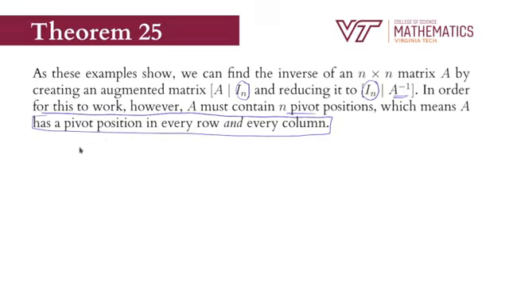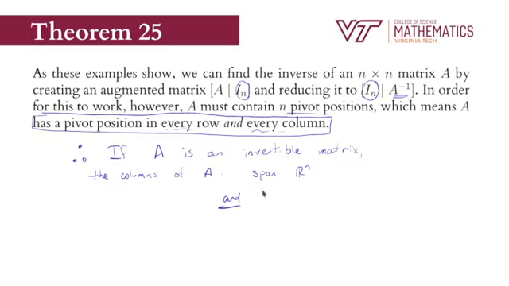Now, this tells us that if A is an invertible matrix, then the columns of A, because there's a pivot position in every row, the columns of A span Rn, and because there's a pivot position in every column, they are also linearly independent.